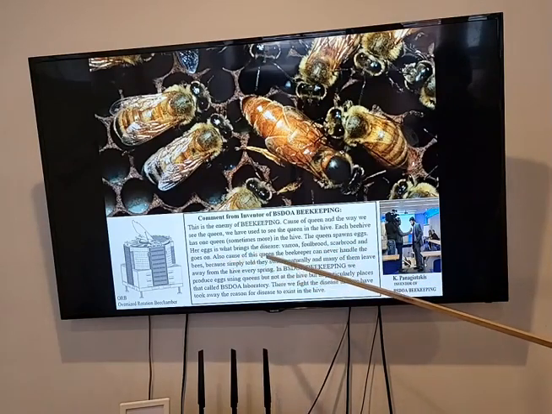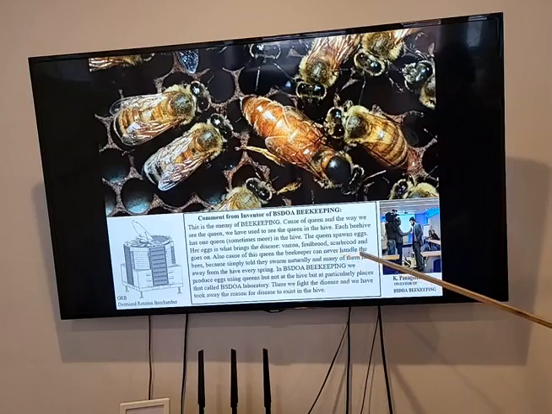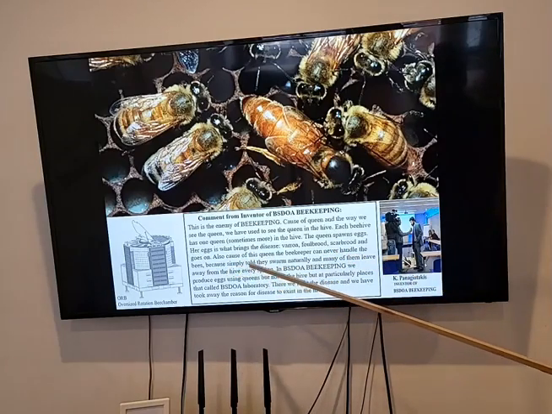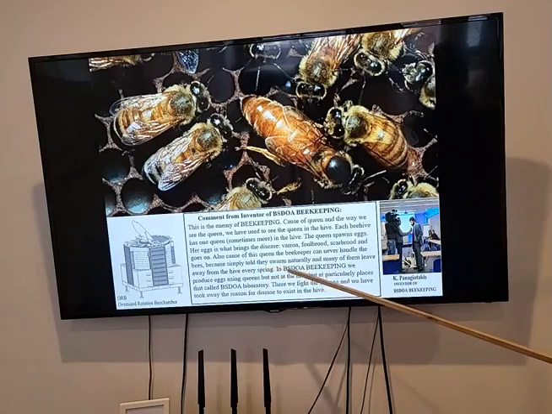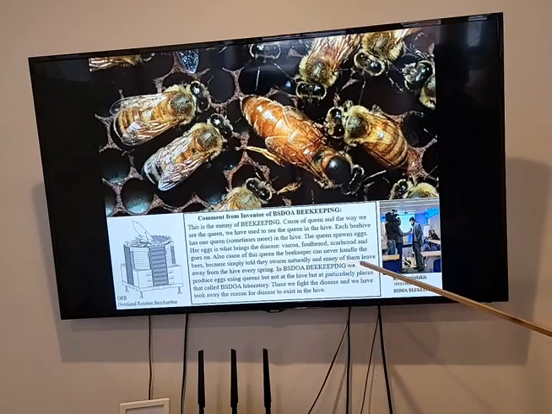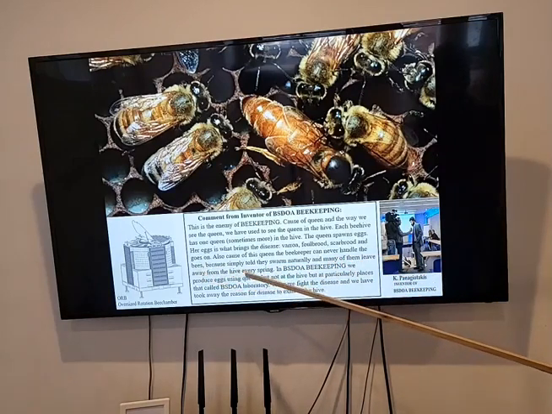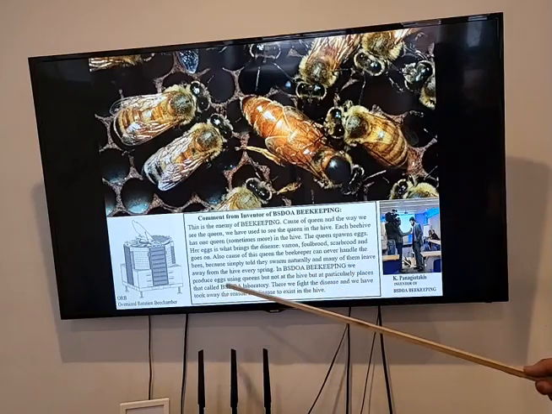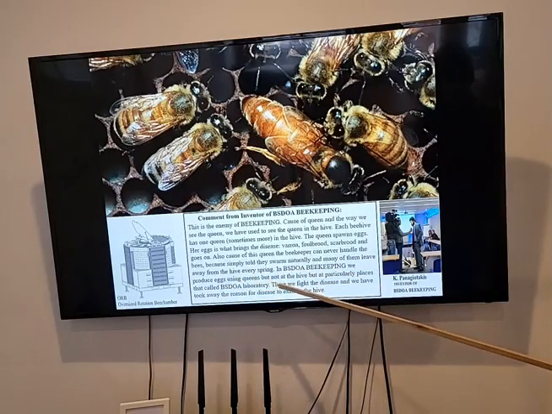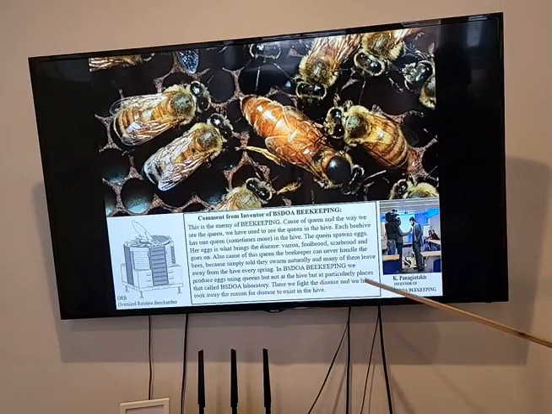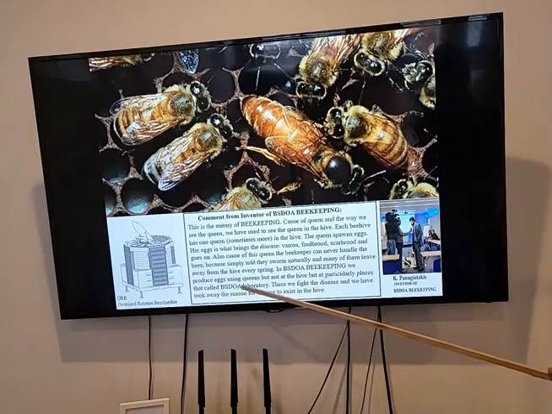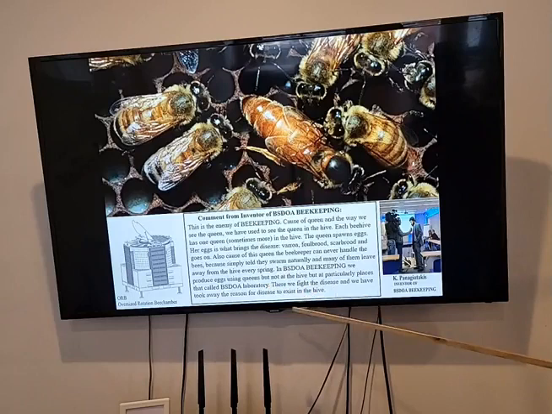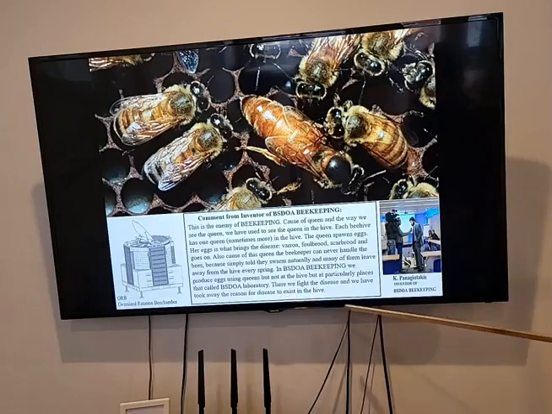Also, because of this queen, the beekeeper can never handle the bees, because simply told, they swarm naturally, and many of them leave the hive every spring. In Bsdoa beekeeping, we produce eggs using queens, but not at the hive, but at particular places called Bsdoa laboratories. There we fight the disease, and we have taken away the reason for disease to exist in the hive.